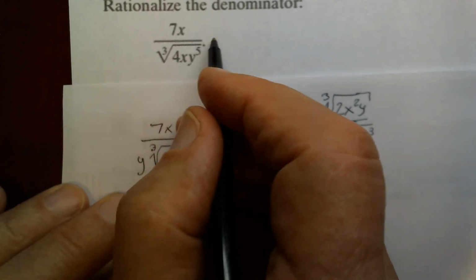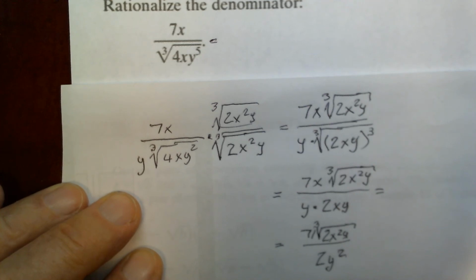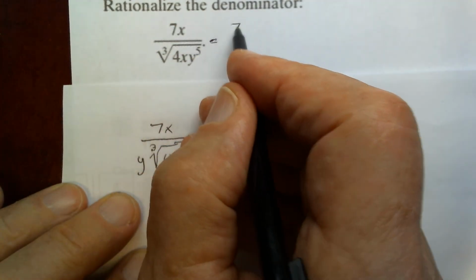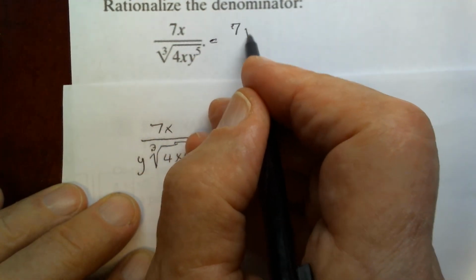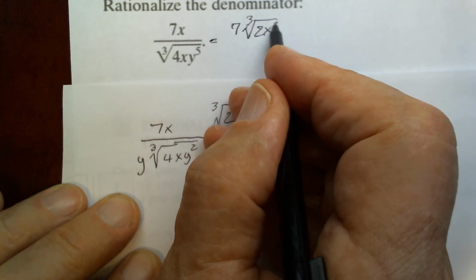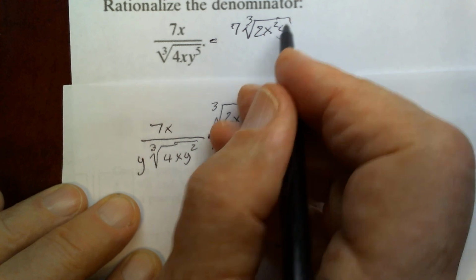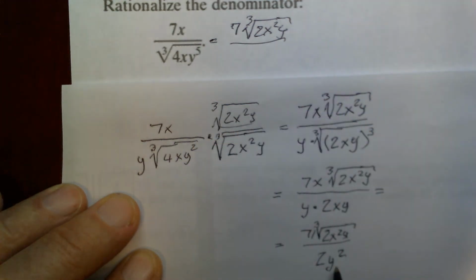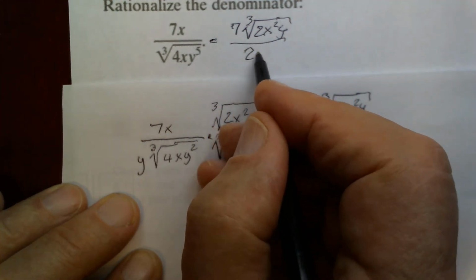So that's the answer. 7 times the cube root of 2x squared y divided by 2y squared.